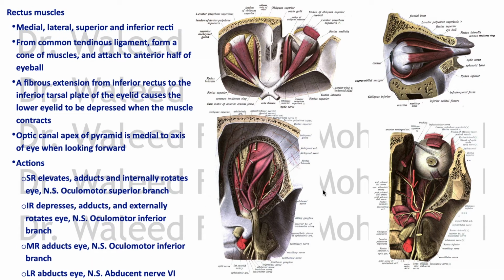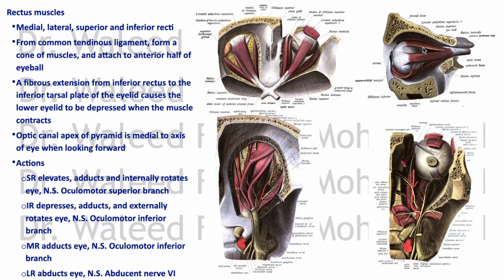Other muscles we mentioned are the recti. We have superior, inferior rectus. We have lateral and medial rectus. How did I know that this is the lateral rectus? Because the tendon of the inferior oblique is underneath. It goes under the lateral rectus muscle. Okay, so we have lateral and medial recti, superior and inferior recti.